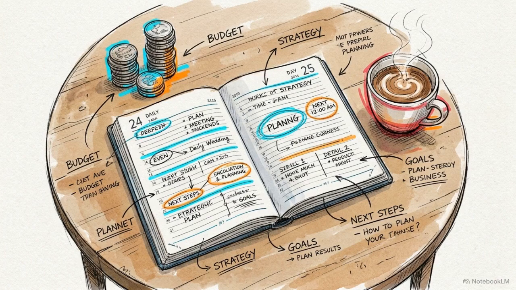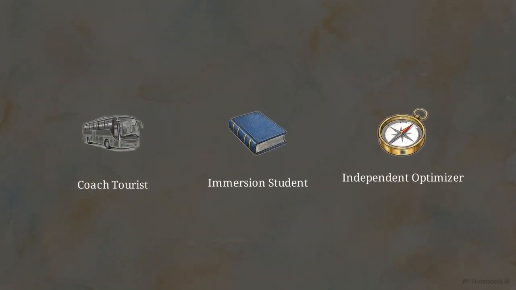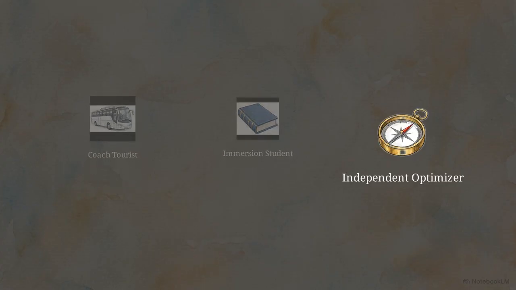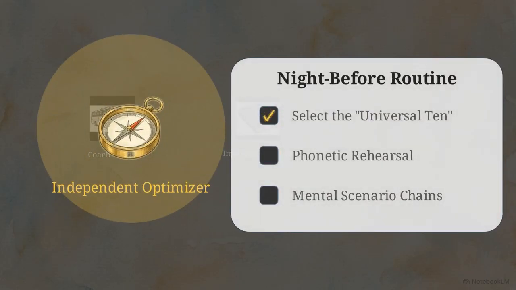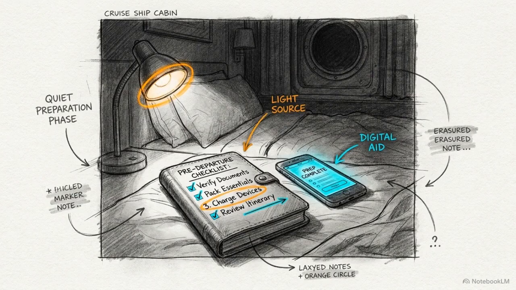and your own budget. This decision scorecard breaks down 3 common approaches. You have the coach tourist, the immersion student, and the independent optimizer. The coach tourist pays for convenience but loses authenticity. We want to be the independent optimizer, following a specific checklist the night before. The optimizer's routine takes exactly 45 minutes in the cabin, the evening before a new port.